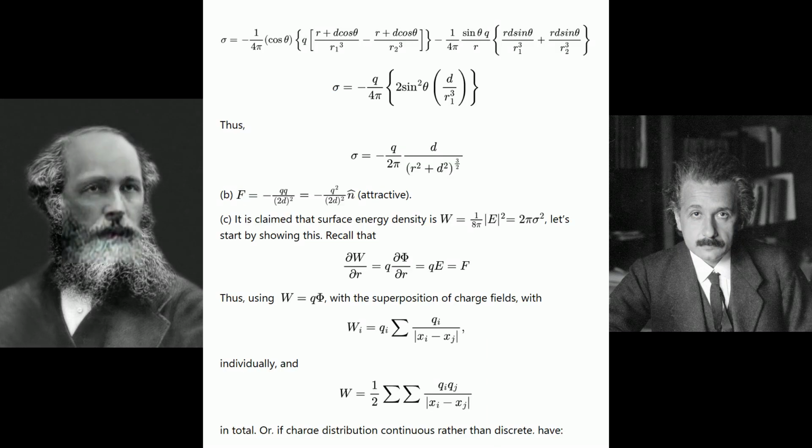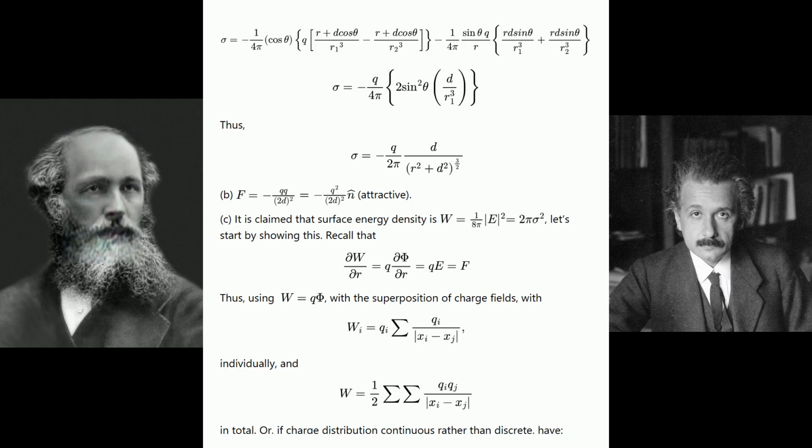See the next equation. Thus, see the next equation. B. F equals negative QQ over 2D squared equals negative Q squared over 2D squared N, attractive. C. It is claimed that surface energy density is W equals 1 over 8 pi the absolute value of E squared equals 2 pi sigma squared.